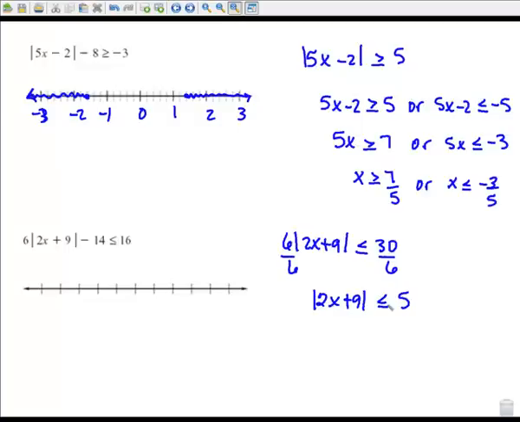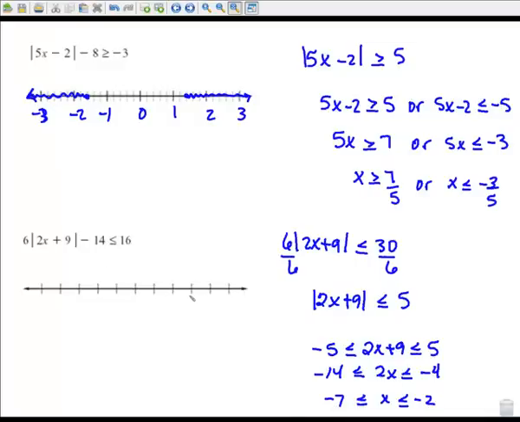This is an AND, so it's an intersection. So I'll go negative 5 is less than or equal to, now the brackets come off, and then less than or equal to 5. So if I subtract 9 everywhere, I get negative 14 less than or equal to 2x less than or equal to negative 4. Divide everything by 2, and I get negative 7 is less than or equal to x is less than or equal to negative 2. Notice, even though I'm dividing into a negative, I did not divide by a negative, so I do not flip the sign.